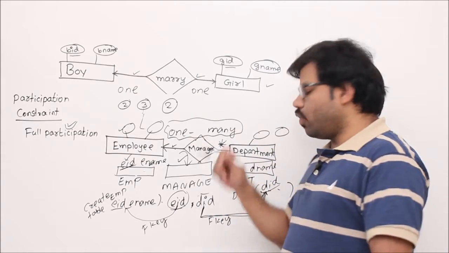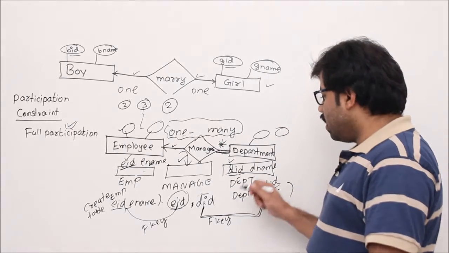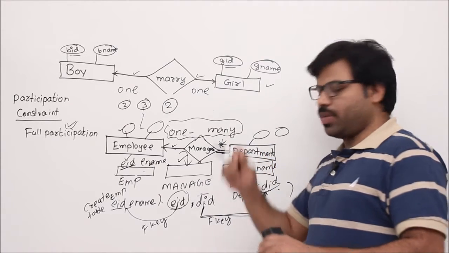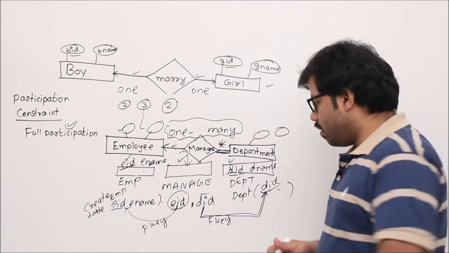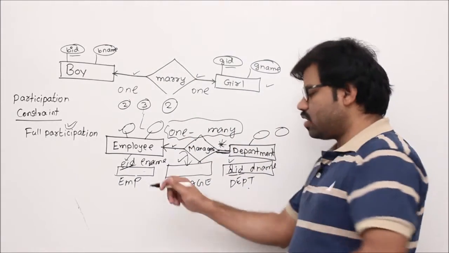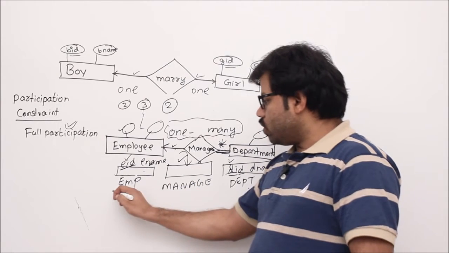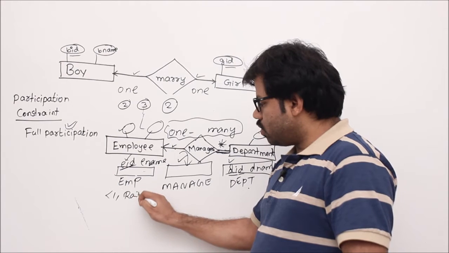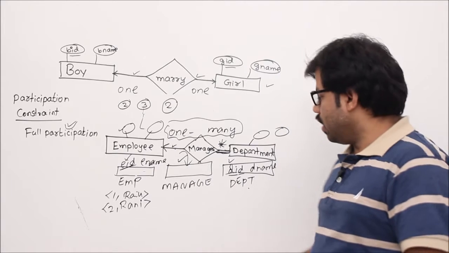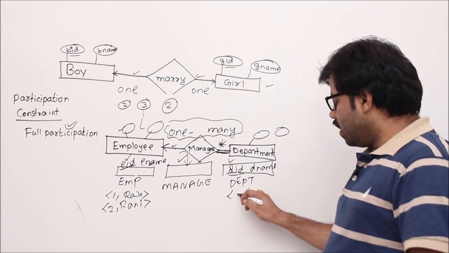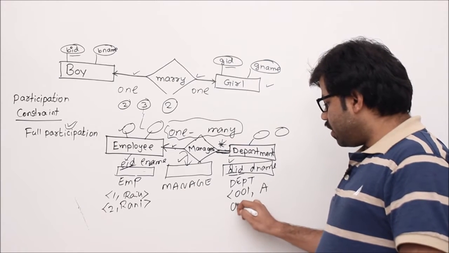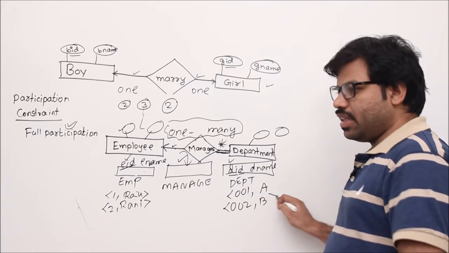But when there is full participation, that means we should ensure that every department has a manager. That is the meaning of department fully participating. Then how to do that, we will see. If you simply create these 3 tables, I will tell you what might happen. Maybe the user writes this kind of data: 1, Raju and 2, Rani. You allow it, correct? Because it follows the conditions. Now in department, someone can write department ID 001 with department name A, department 002 with department name B, in that way.